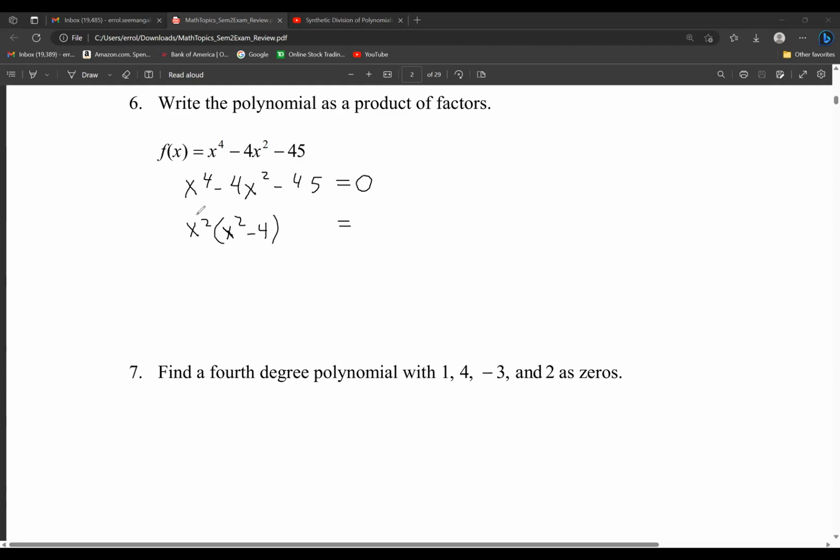Okay. If you were to distribute this, we'd be back at the original. x squared times x squared is x to the 4th. x squared times negative 4 is negative 4x squared. All right, so now minus 45 equals 0. So now all we're going to do is move the 45 to the other side. So we're going to add 45 to both sides. So the left side will just be the same, x squared times x squared minus 4. Now what do we do?